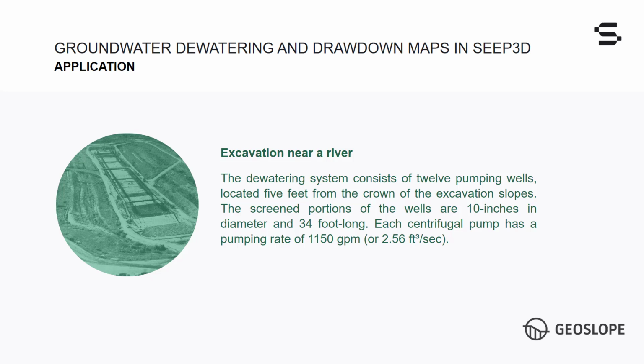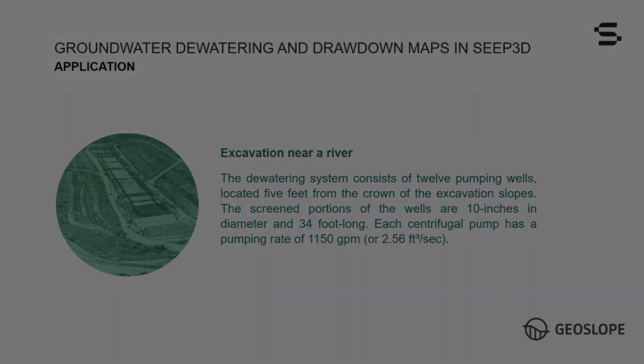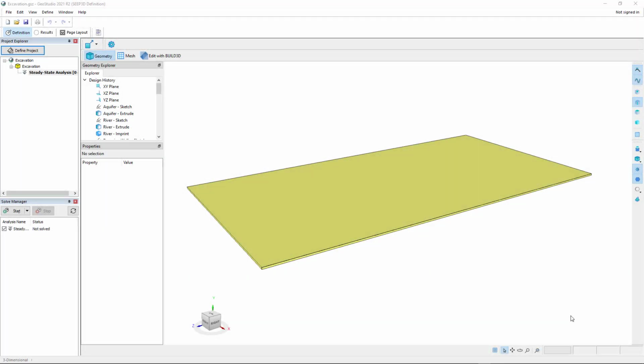As with most dewatering problems, this problem is undeniably three-dimensional. So let's go ahead and open SEEP3D, review the current analysis, and create a drawdown map. As shown in the Project Explorer on the left-hand side of the screen, a three-dimensional geometry named excavation has been used to set up the model domain.